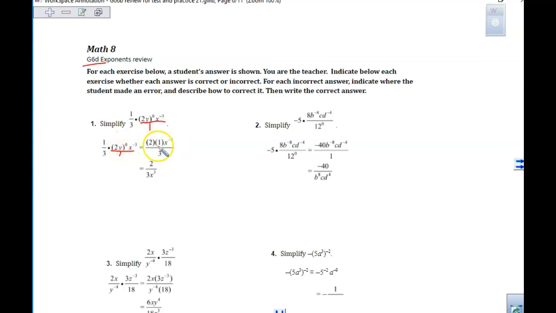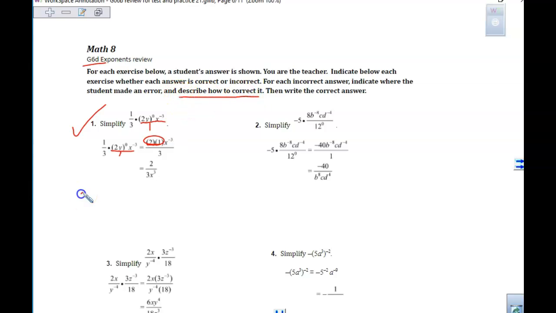2y to the 0, 2 times 1, is that right? 2y to the 0, does it equal 2 times 1? No, what should anything to the 0 equal? 1. So I might circle this because that's their mistake, right? So this one was wrong. There's only one correct on this whole 5 questions. This one we know is not correct. So it says, if they got it wrong, indicate where they made the error. This is where they made their error, right? This is the mistake.